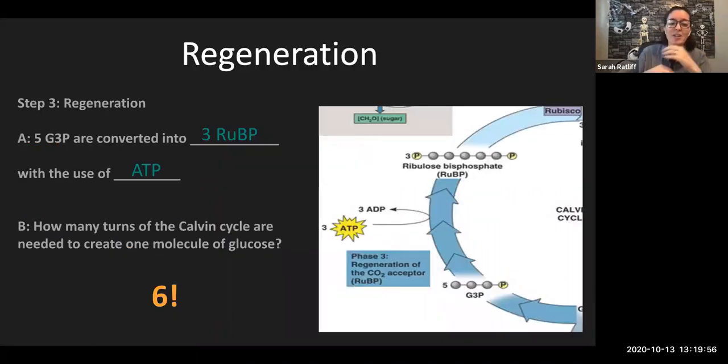So in summary, our regeneration, our last step in this cycle, those 5 leftover G3Ps are going to be rearranged into 3 molecules of RuBP. In order to rearrange these, we have to use ATP. So one cycle of the Calvin cycle, we get 1 of those 3-carbon molecules leaving to make glucose, right? Well, glucose has 6 carbons. So we need 6 turns of this cycle to get 1 molecule of glucose. Yeah, doesn't feel particularly efficient, but it's what works. So if it ain't broke, don't fix it.